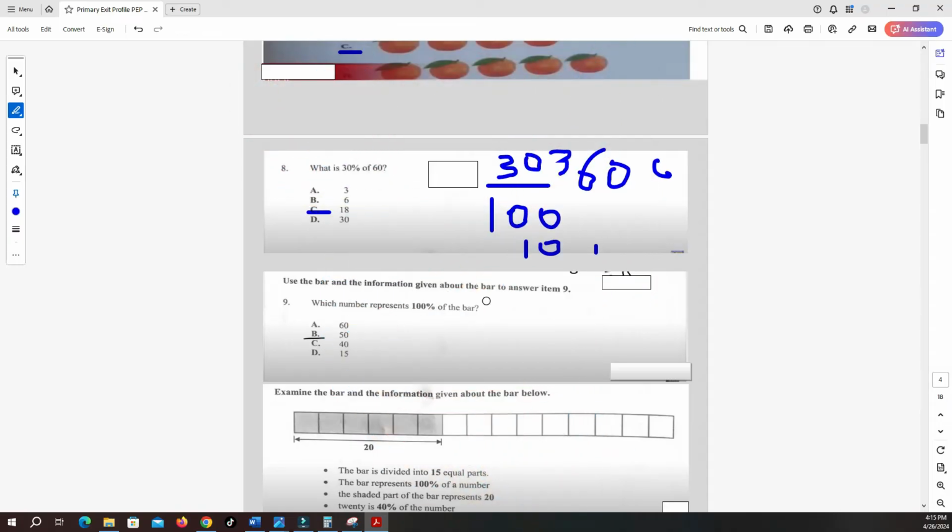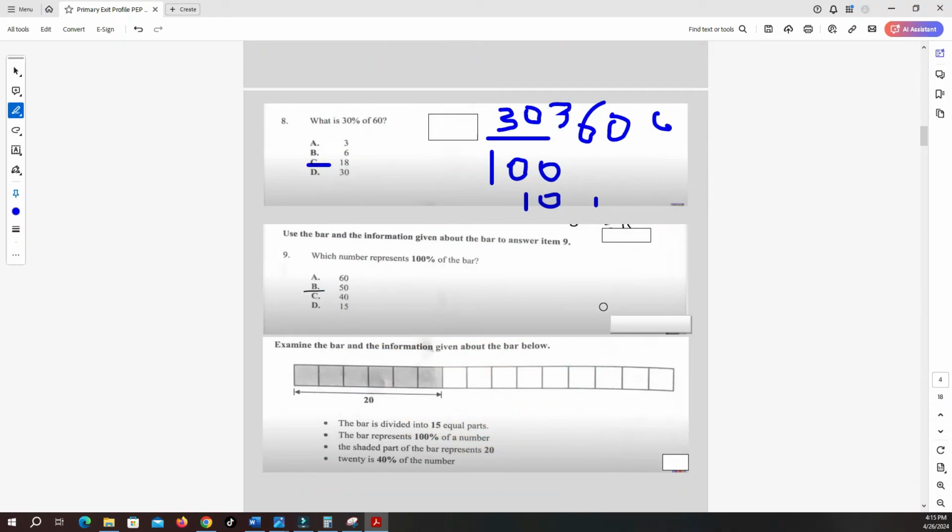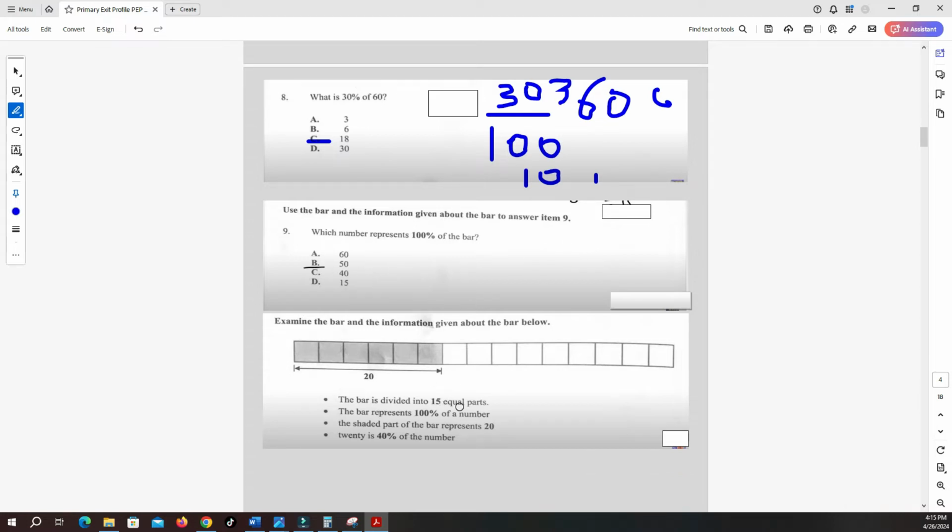Use the bar and information given about the bar to answer 9. Right, so okay, the bar is down here. Which number represents 100% of the bar? I think I put the answer here, but let me see. So the bar is divided into 15 equal parts. The bar represents 100% of a number. The shaded part of the bar represents 20. Okay. And the 20 is 40% of the number. Oh, I see the trick here. So 20 is 40% of the number.